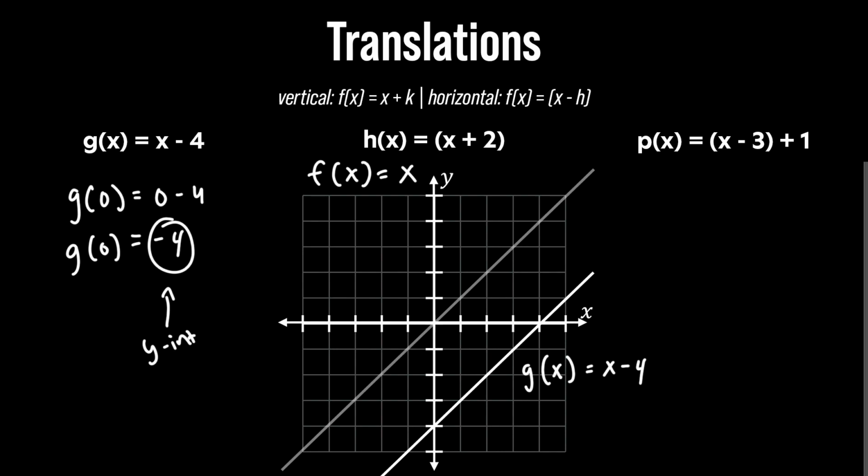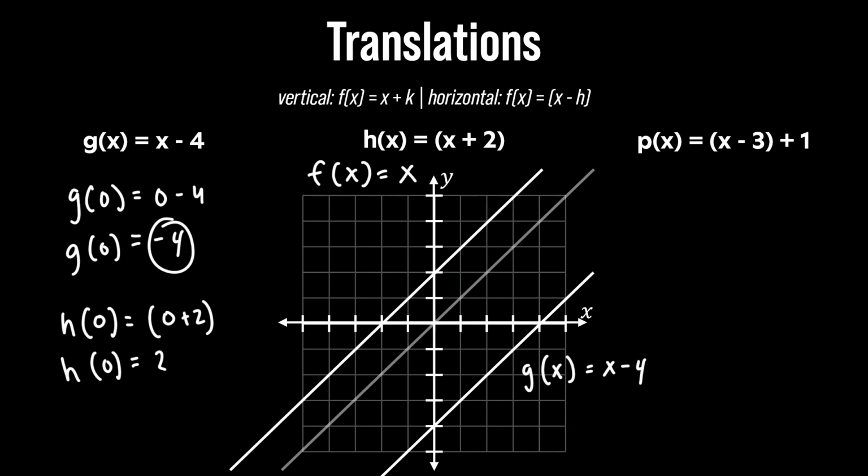How about this next one? h of x is equal to, in parentheses, x plus 2. Let's plug in 0 for h of x. h of 0 is equal to 0 plus 2. So h of 0 is equal to 2. So when the x value is 0, the y value should be 2. And in fact, the graph is going to look something like this. This is h of x is equal to, in parentheses, x plus 2.